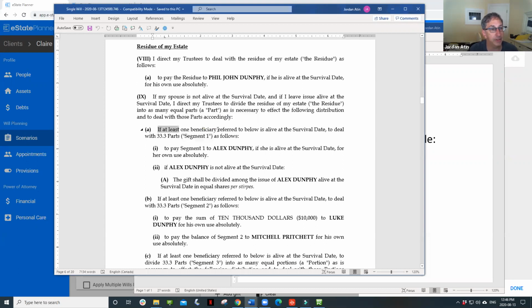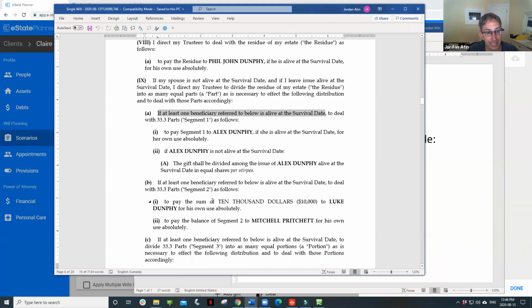And it always begins with this kind of wording, because we only want to deal with these 33 parts if one of these people, at least one of these people, is alive. And of course, floating shares always talks about being divided into as many equal parts as is necessary. So if it's not necessary to create this, then you don't create those 33 shares. And then there's only 66.6 shares, and each of the other sets of beneficiaries are getting 33.3 of 66.6, which equals 50%. That's how floating shares work.